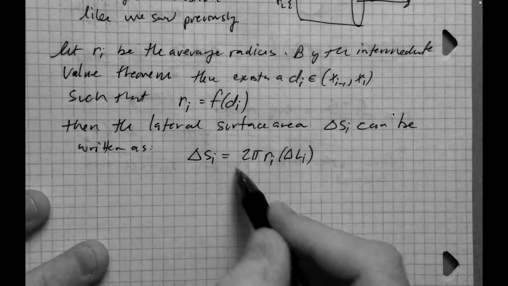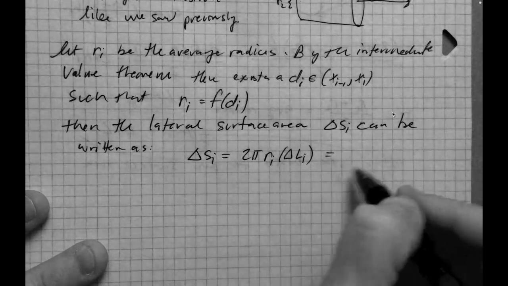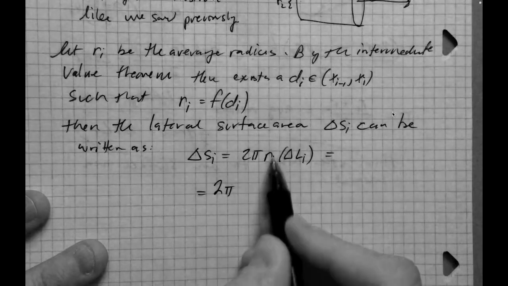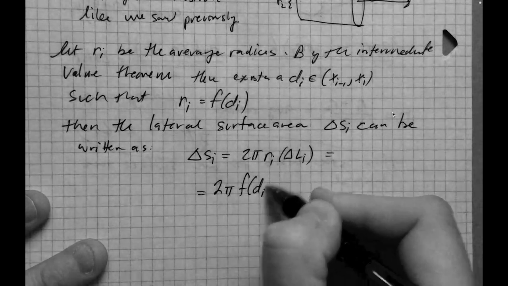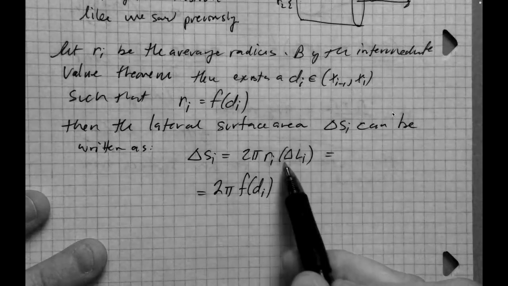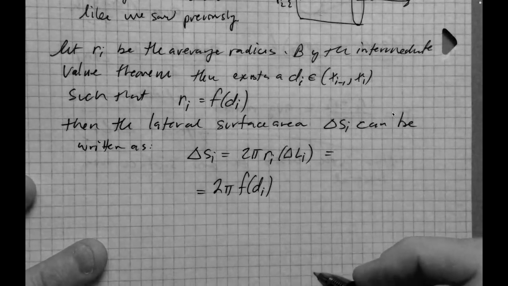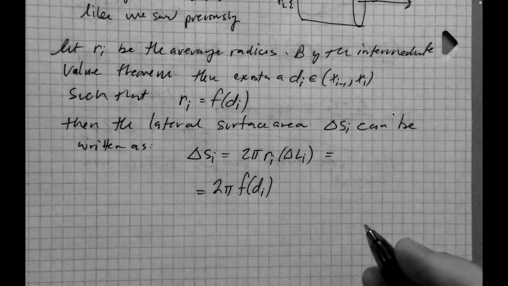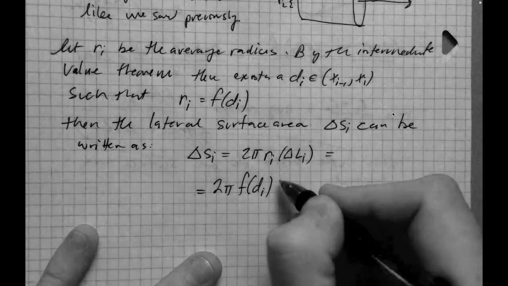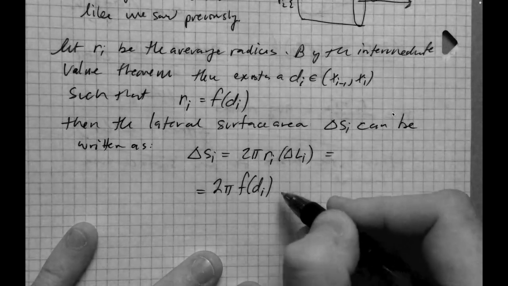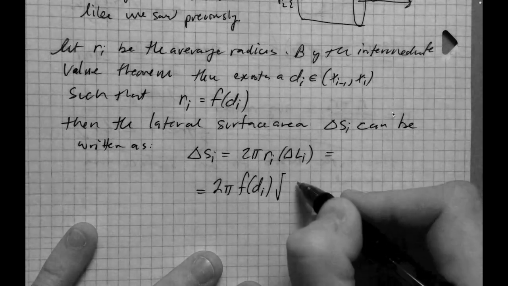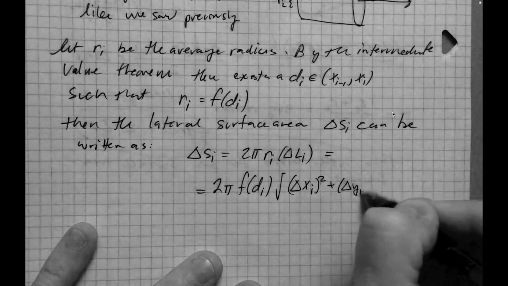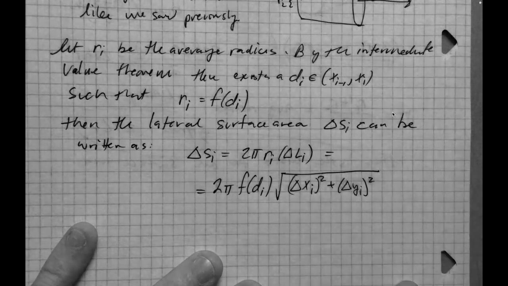Okay, so this is what we're starting with. And so that's equal to 2 pi. Now instead of Ri, let's put that f of di in. And instead of delta Li, let's pull in our xi and our yi. So delta Li would be the square root of delta xi squared plus delta yi squared, like so.